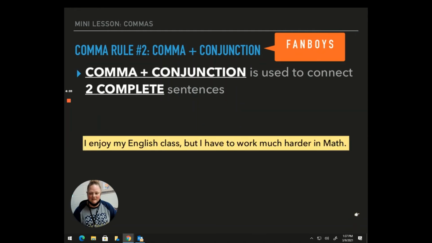Here we go. I enjoy my English class, comma, but I have to work much harder in math. We have the comma and the conjunction joining 2 complete sentences. Hooray!